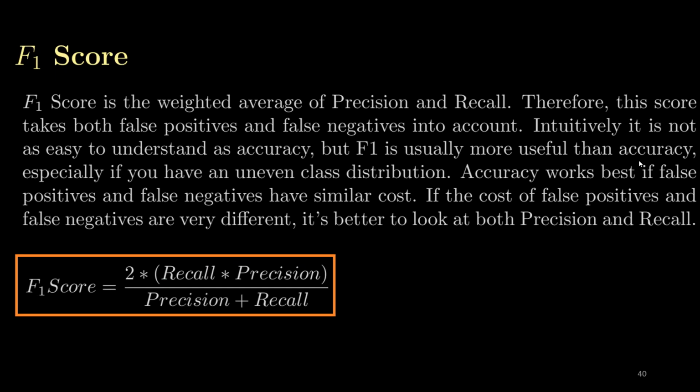So accuracy works better if false positive and false negative have similar cost. That is, you have similar numbers of false positive and false negative, that is, your data is balanced or it is unbiased. On the other hand, if the cost of false positive and false negative are different, it's better to look at the precision and recall. And finally, it's better to calculate the F1 score. Now, this was our fourth metric after accuracy, precision, and recall.